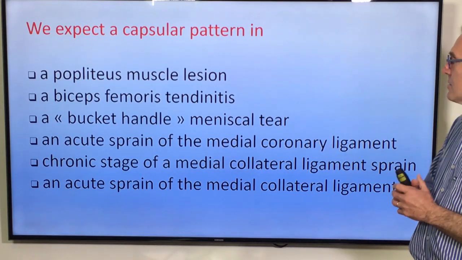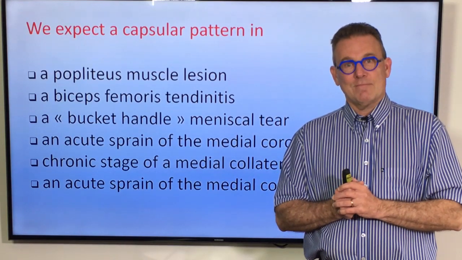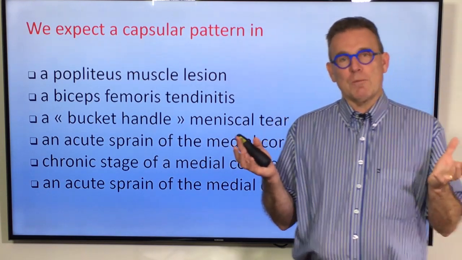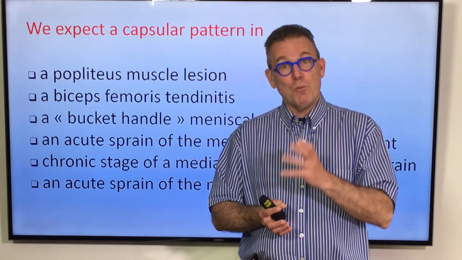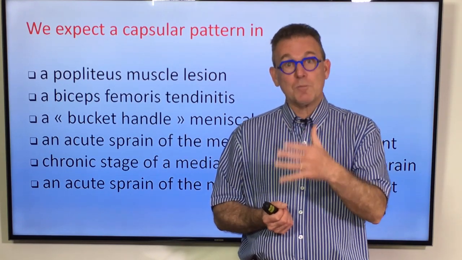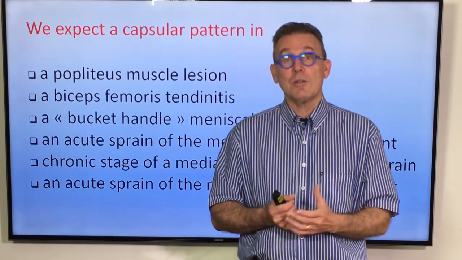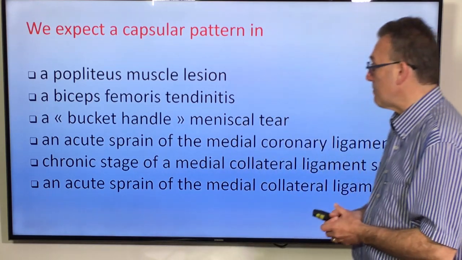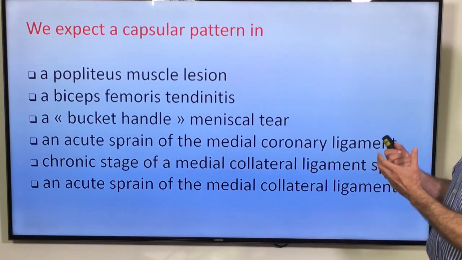In which case do we expect a capsular pattern? Remember, the capsular pattern in the knee: flexion is more limited than extension. And if you have a muscle spasm and feel, then of course you come to the conclusion of a very nice arthritis in the knee. But okay, pick a choice. When do we find the capsular pattern?